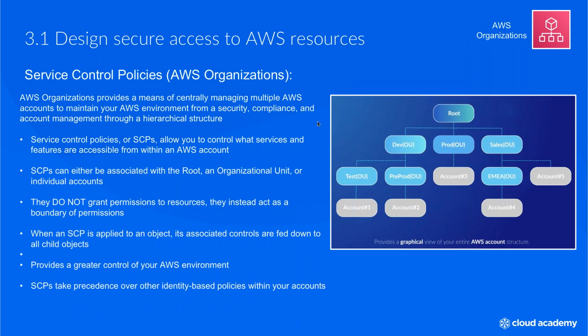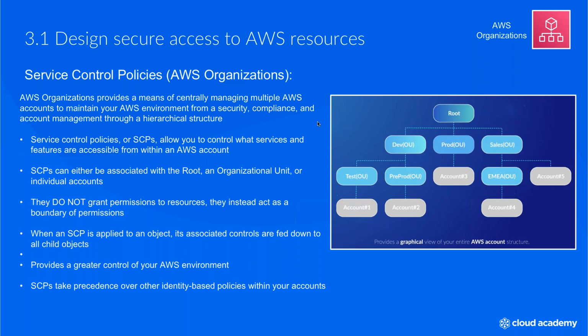And here's those SCPs that you just mentioned. So next we move on to AWS Organizations, and more specifically for this section, the service control policies, the SCPs. These are used to help control access across your AWS accounts when using AWS Organizations. For those unfamiliar with AWS Organizations, it allows you to manage multiple AWS accounts and helps you meet security and compliance requirements through a hierarchical structure of accounts.